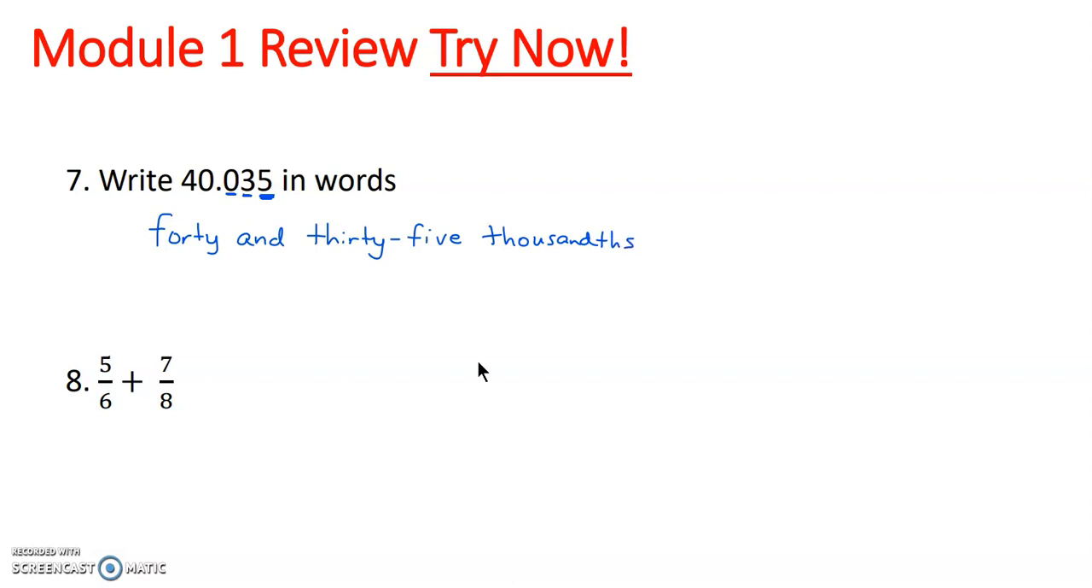For adding our unlike fractions, we need a common denominator. The lowest common denominator here is going to be 24. So that means we will multiply 6 times 4 and 5 times 4 and 8 times 3 and 7 times 3. So I'm going to rewrite now. 20 over 24 plus 21 over 24 equals 41 over 24.